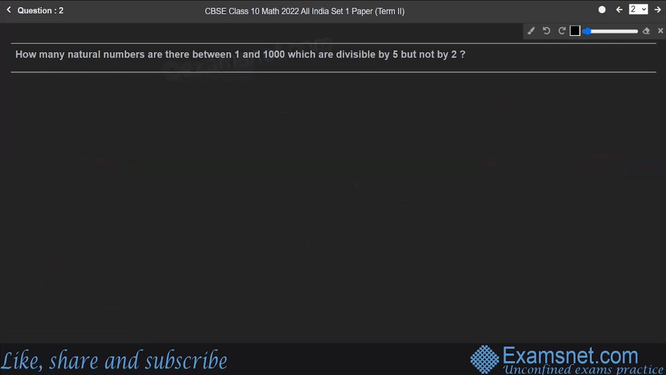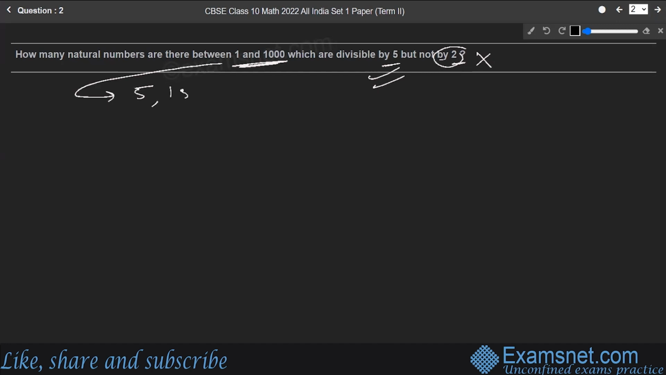Now, how many natural numbers are there between 1 and 1000 which are divisible by 5 but not by 2? If you have a closer look at 1 and 1000, the number should be divisible by 5, so obviously they have to be multiples of 5 but not of 2. So they strictly have to be multiples of 5 but cannot end in zero, because if they end in zero, they become multiples of 2, which is not required. So the smallest number will be 5. It is a multiple of 5 but not a multiple of 10, and not a multiple of 2.